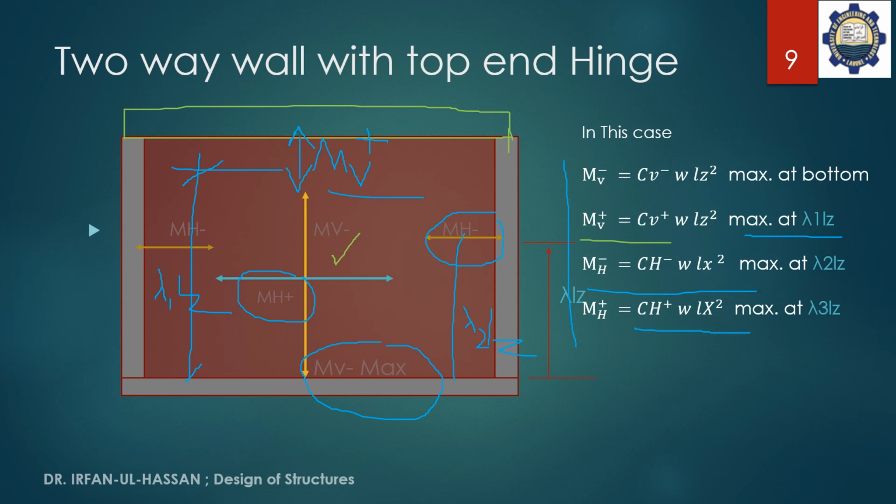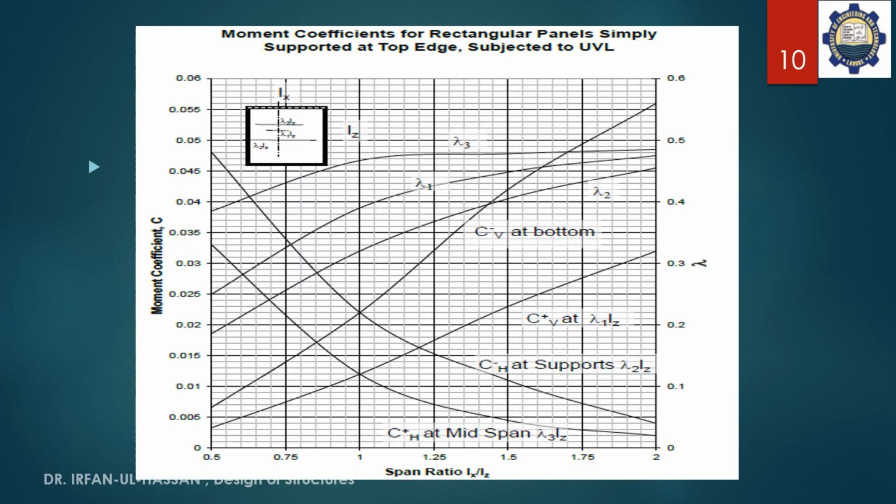And MH positive, this moment is maximum at lambda 3 Lz. So these moments are computed and the location can also be computed from this. You will get where this moment is maximum, and this formula gives the magnitude of these moments. And this is the relevant curve. When top end is hinged, you have more curves, lambda 1, lambda 2, lambda 3 on the right hand side, and C coefficients on the left hand side.